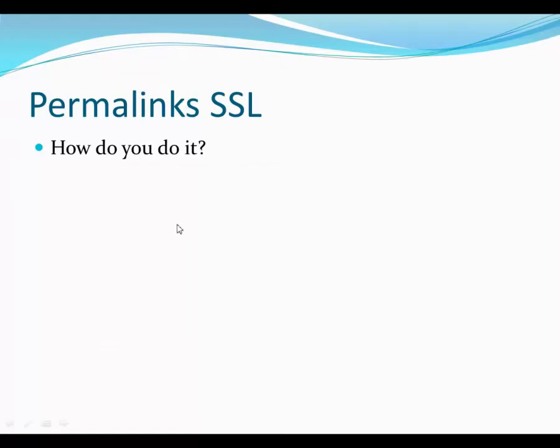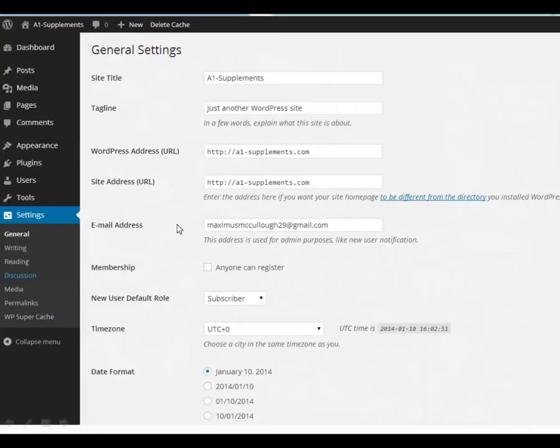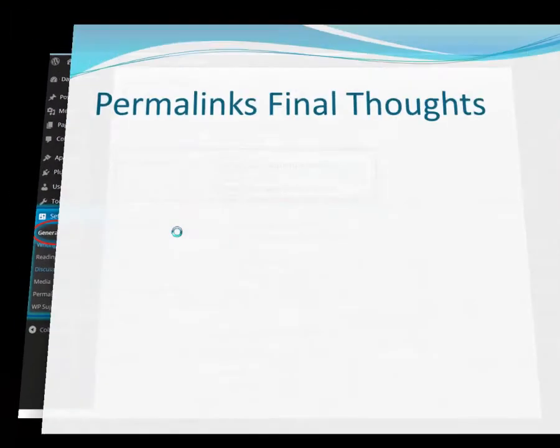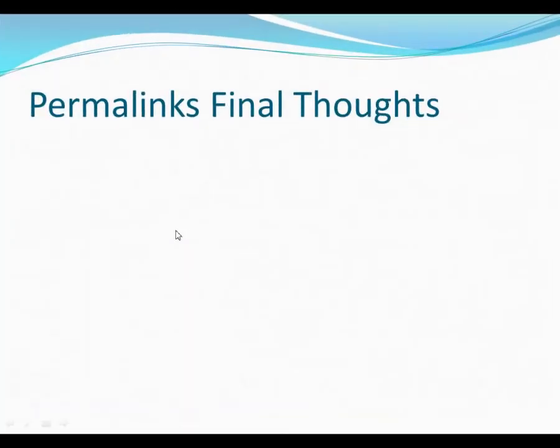Permalink SSL, how do you do it? You go to your dashboard, and under the settings, you go down to General. This is your WordPress address and your site address URL. What you'll do is take those two things out and just put in HTTPS, just like that. Then click the Save button at the bottom of the page, and that's how you implement SSL on your website.